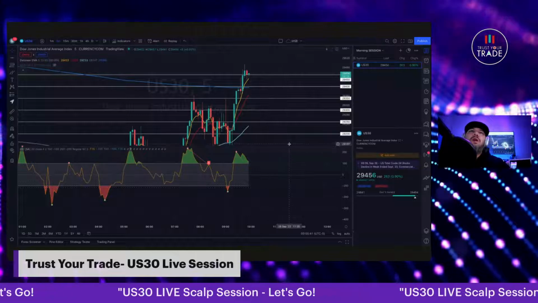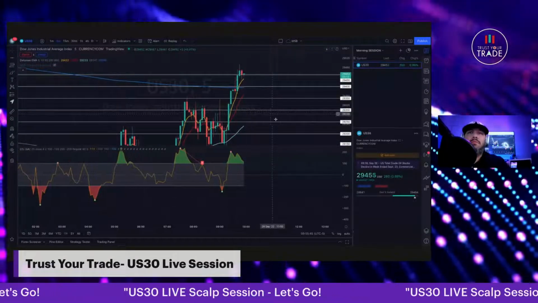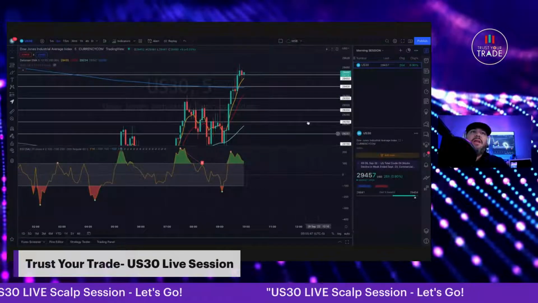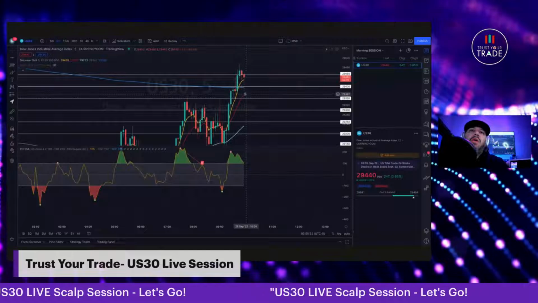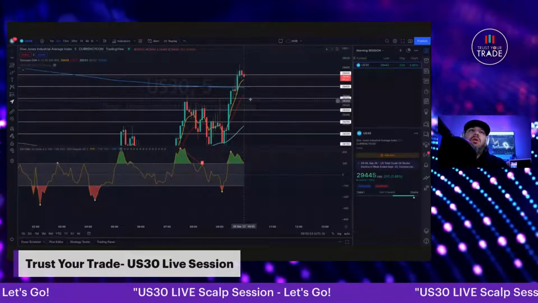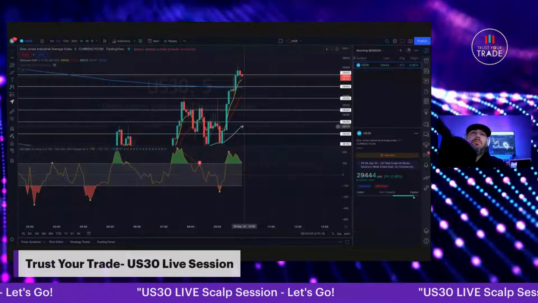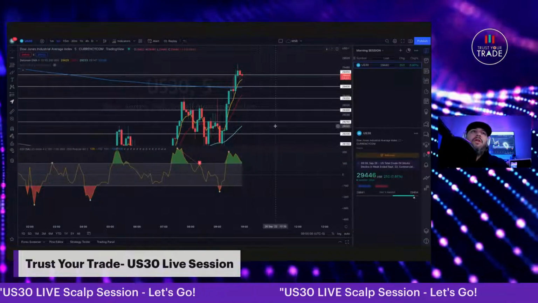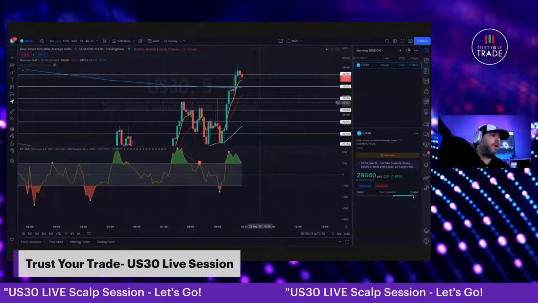Let's go, big drops, US30. I like to see her come down to this 29,350, guys. We catch the bag through 29,400, and then all the way back up to 29,450. I want her to come back to that 29,350 zone.